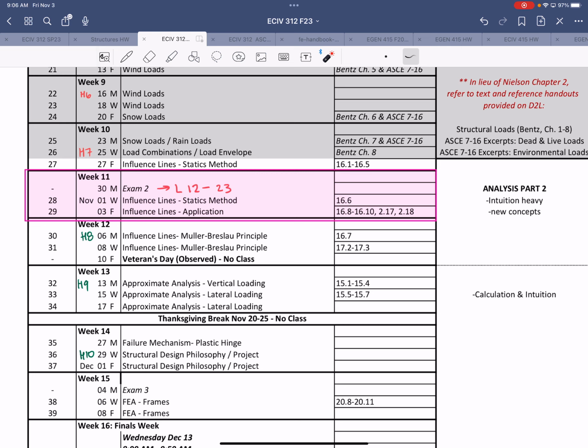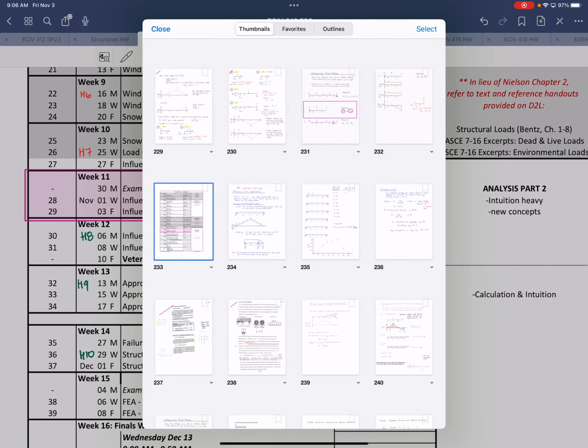And I'll point out, I do have a few pages in my notes. They're not included in your notes, but a few pages that are similar to what you'll see in the textbook.